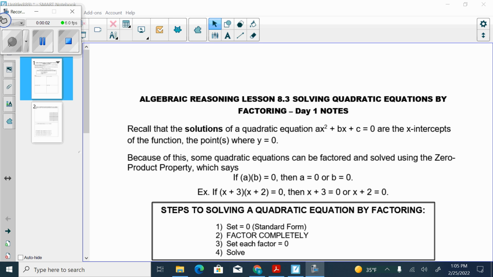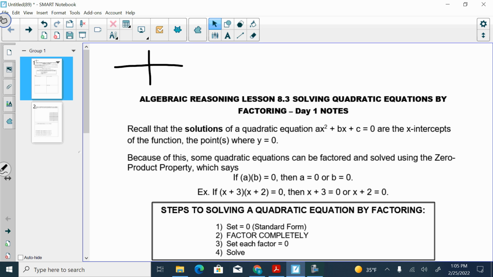Remember, solutions are the answers or the x-intercepts for some quadratic function. Basically, we were just looking for where on our graph the parabola touched the x-axis, right? Those were our x-intercepts, our solutions, our roots, whatever we want to call them, okay?